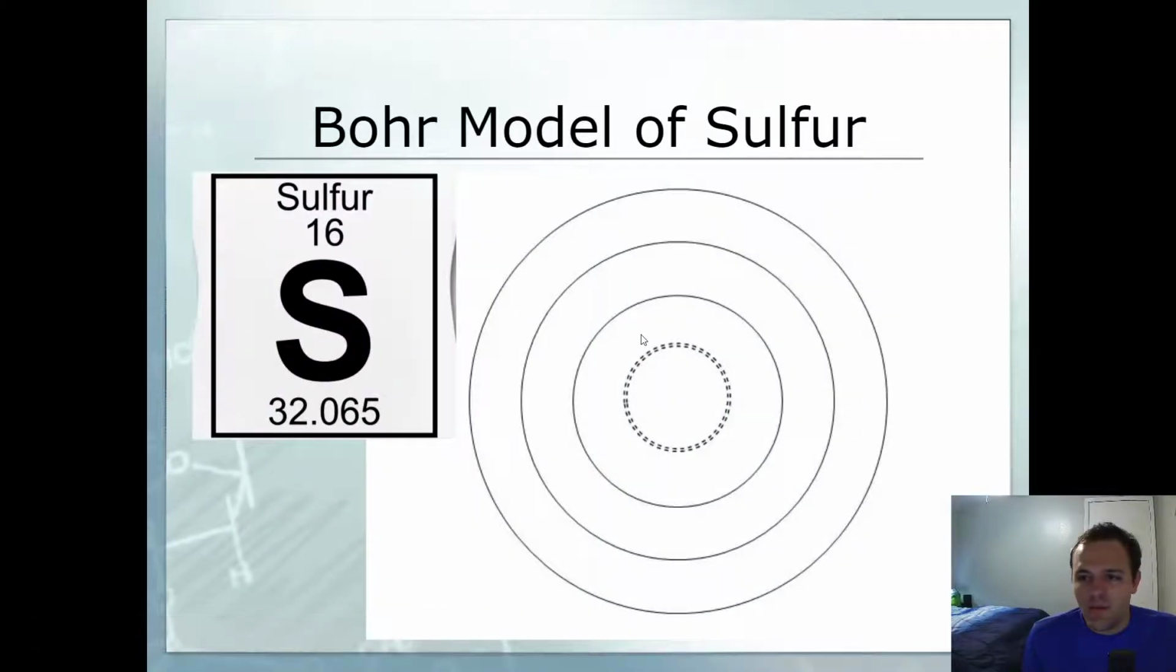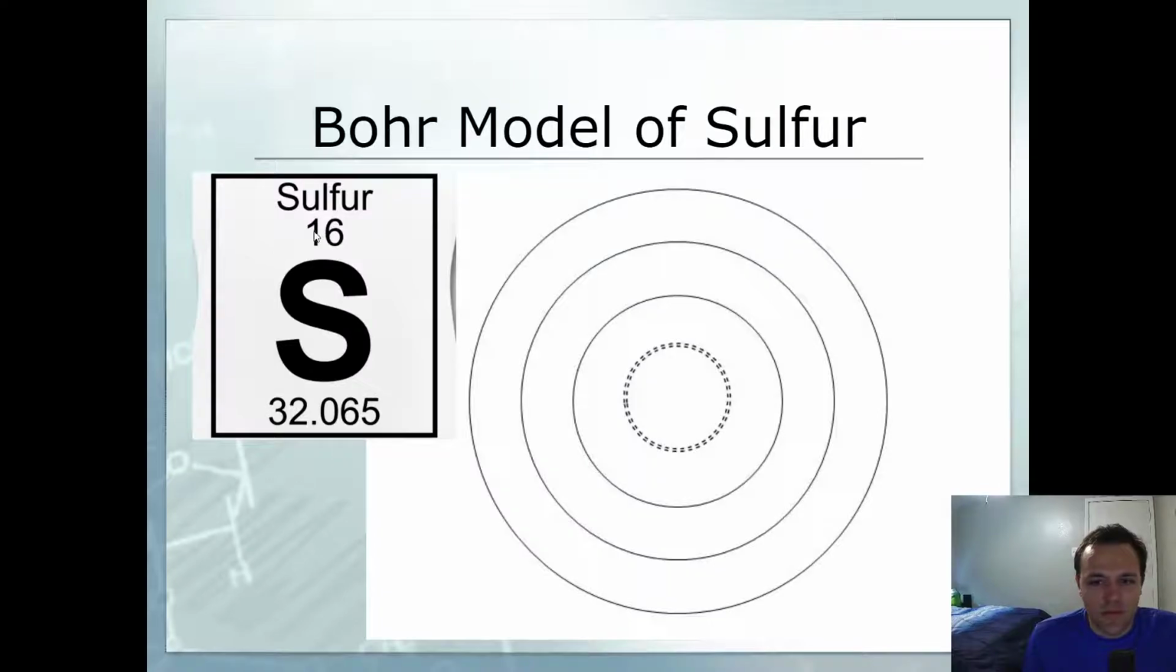All right, so for an example, if I told you to draw me a Bohr model of sulfur and then tell me how many valence electrons it has, so how many electrons are in the outer shell. First thing you do is go to the periodic table and find sulfur so that you can figure out its atomic number.